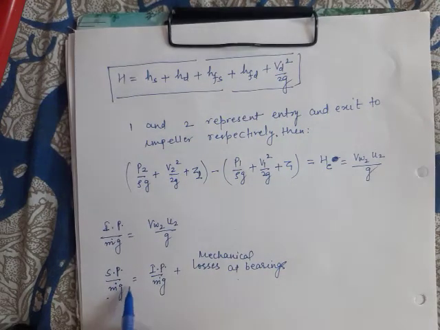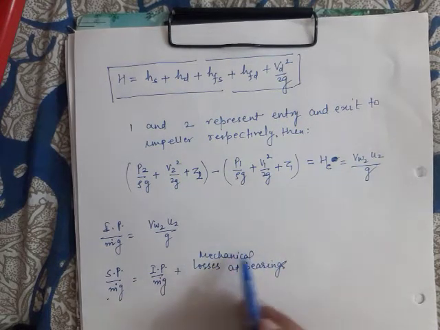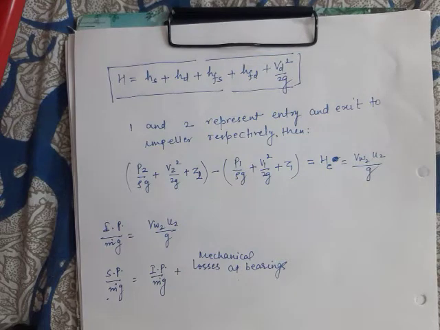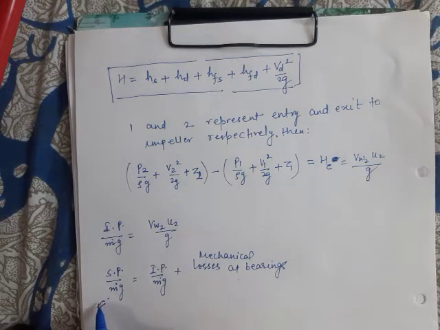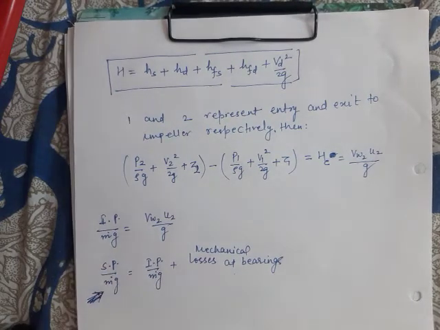Shaft power per unit weight of water striking per second would be equal to impeller power per unit weight of water striking per second plus mechanical losses at bearings. This indicates the power to be supplied in the form of electrical energy. This indicates the power available, or power to be supplied, at the shaft of the electrical motor.